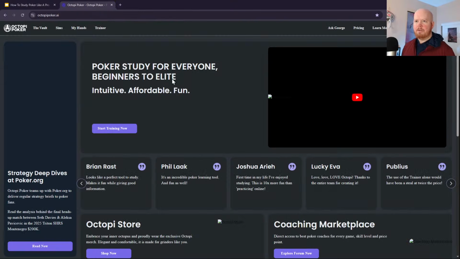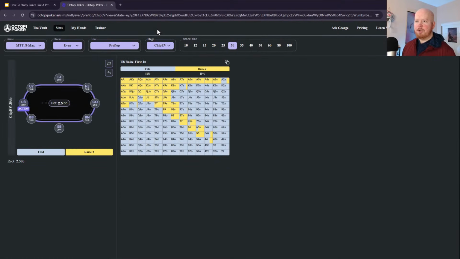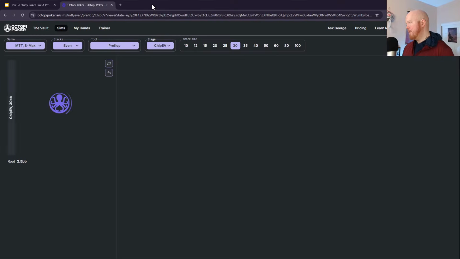So to give you an example of how these things work in an actual study context, let's say we're logging into Octopi, and let's say I decide that I want to study a situation in a more broad sense, right? I'm just going to refresh the page here because the font's gone all weird for some reason. Chad says build heuristics equals win.